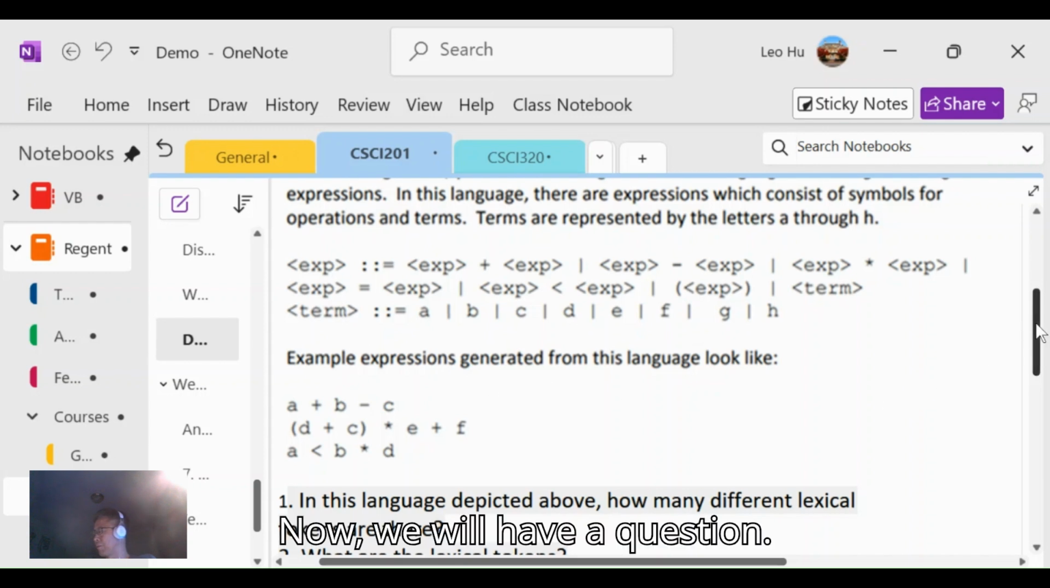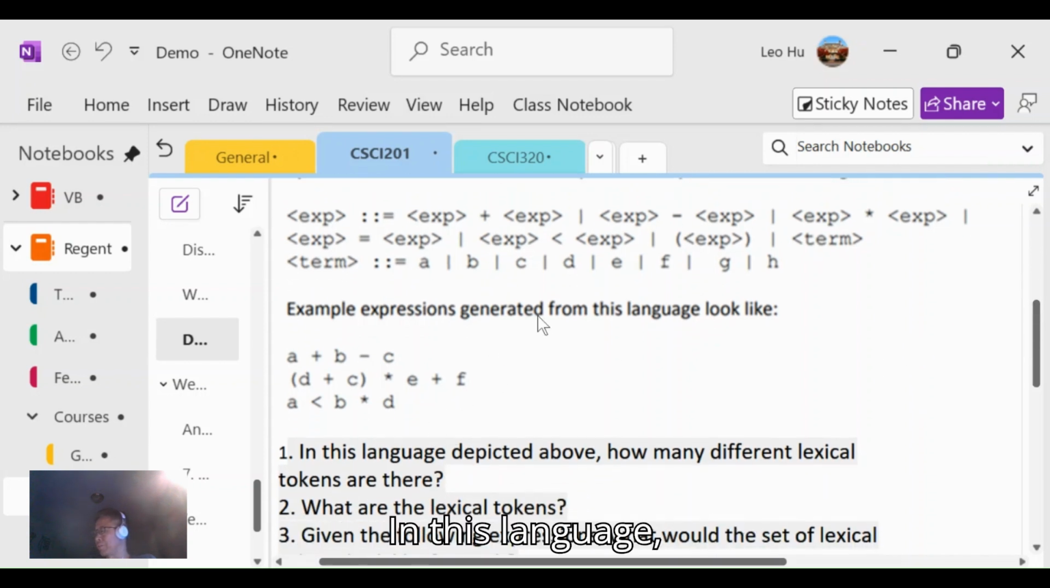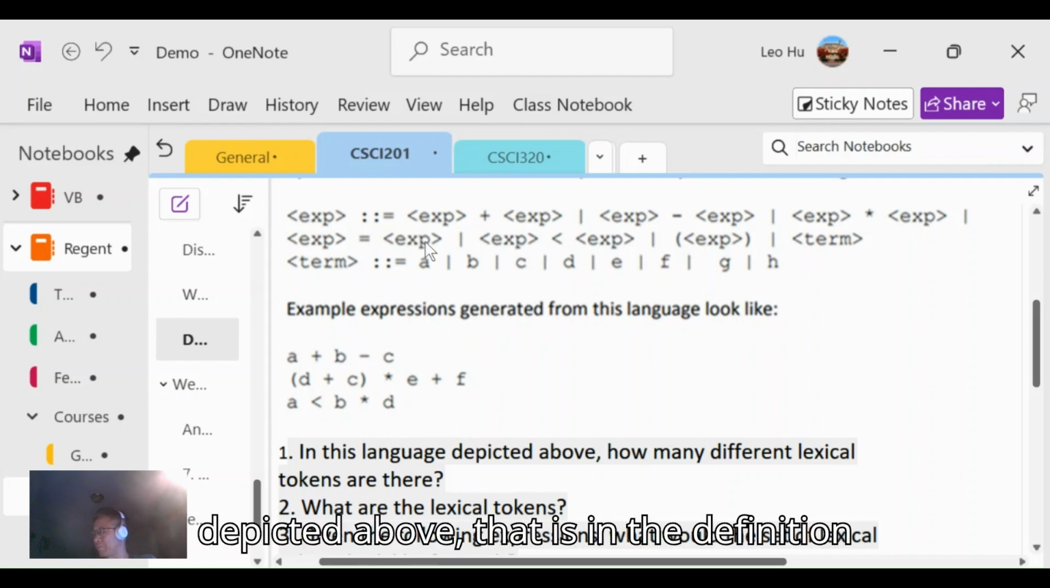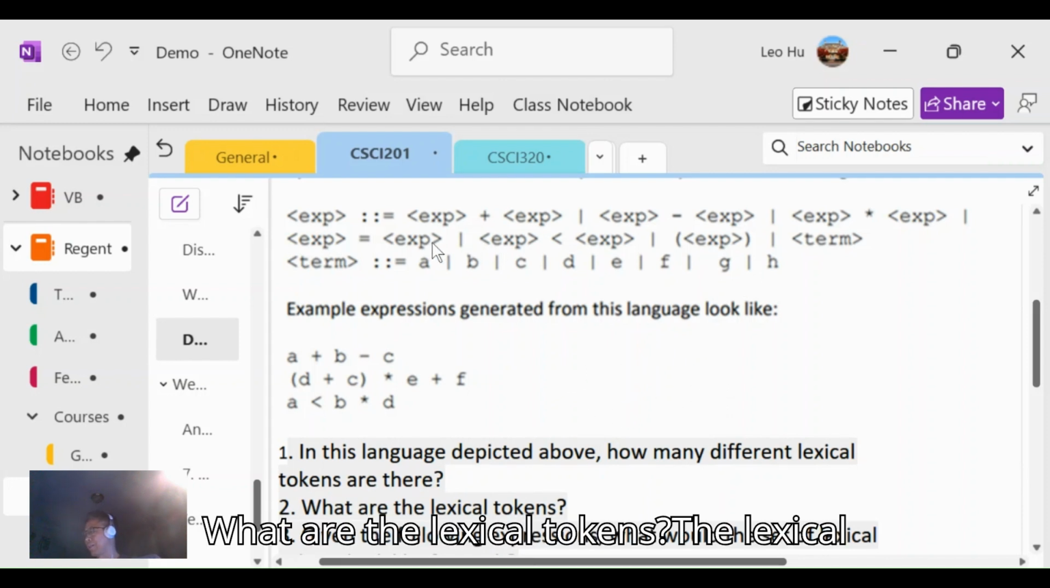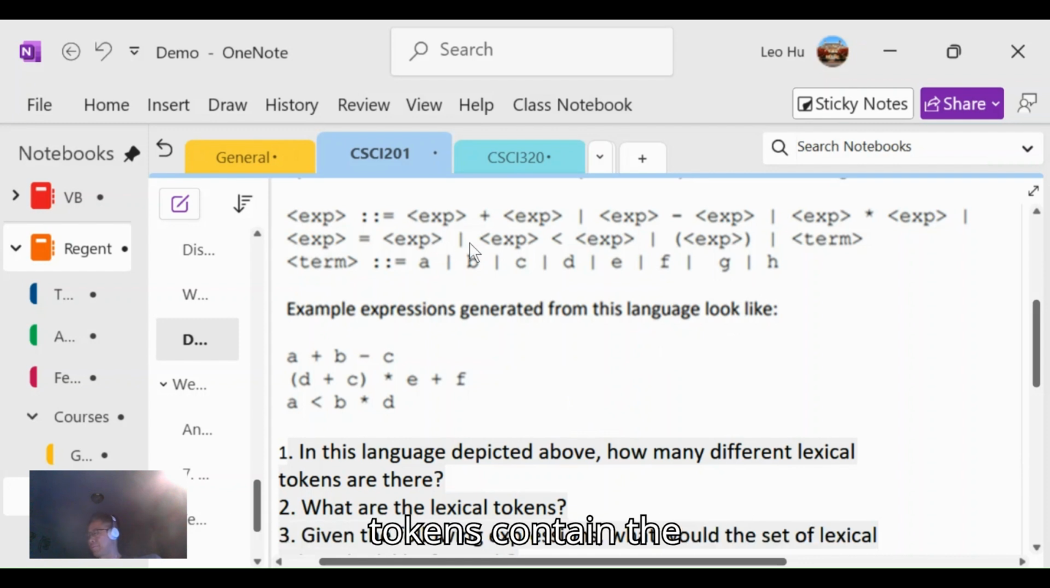Now, we will have a question. In this language depicted above, that is in the definition here, expression and term, how many different lexical tokens are there? What are the lexical tokens? The lexical tokens contain the operators in the definition and the terms. Okay, the terms.